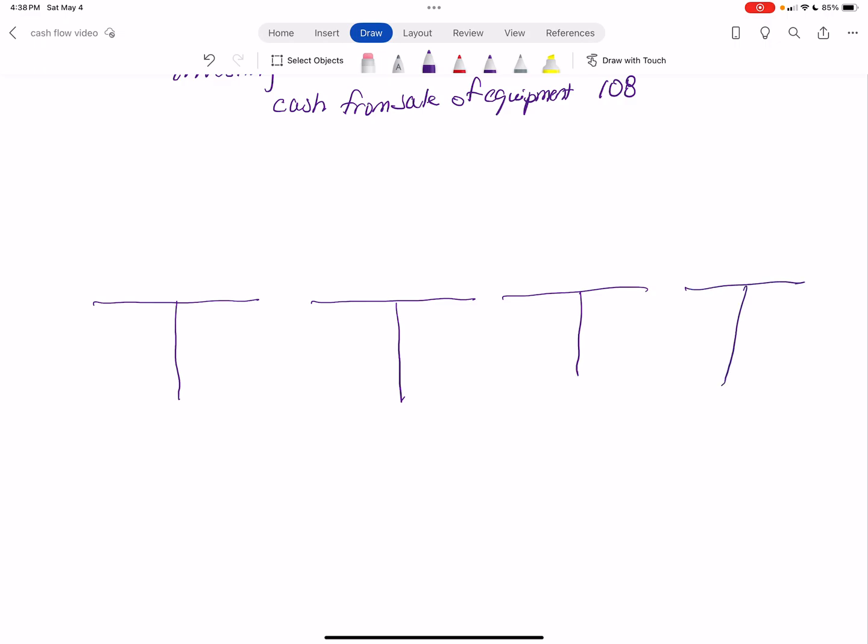I'm going to have one for equipment, one for accumulated depreciation, one for long-term debt, one for common stock, and then if it will let me draw one more, one for retained earnings. Now let's see if we know why everything changed. I'm going to start with retained earnings.